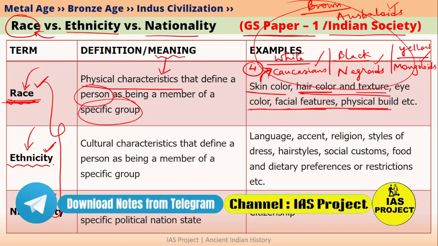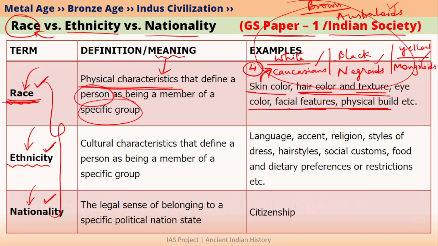Now let's talk about what ethnicity is. Race was about physical characteristics. Ethnicity is about cultural characteristics of a person by which you can put that person in a specific group. Let's see some examples of ethnicity. Language, accent. Accent means the way you speak or pronounce the language. For example, Americans speak English with a different accent. British people speak English with a different accent. Indians also speak English with a different accent. So on the basis of accent also, you can divide ethnicity of a person. Other examples are religion, styles of dress, hairstyles, social customs, and all these.